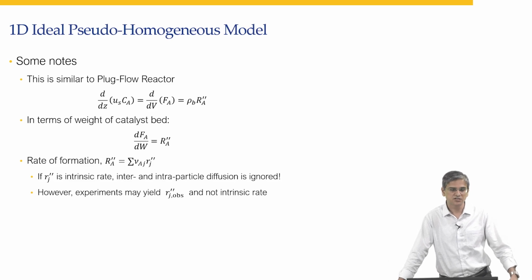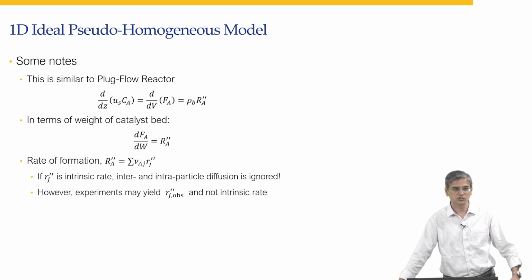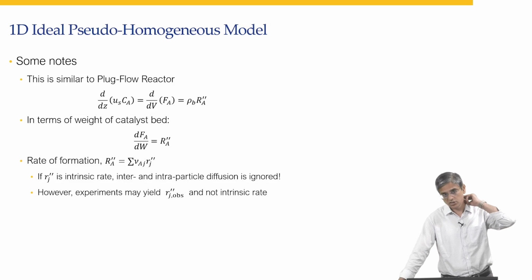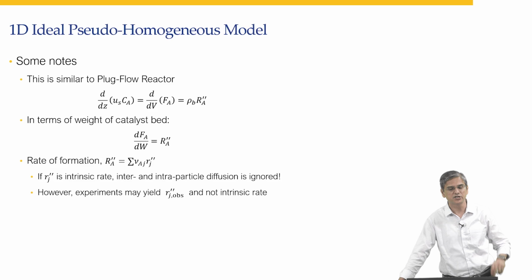You will see that a lot more space in Froment and Bischoff is dedicated to heterogeneous reactions and heterogeneous catalysis than homogeneous catalysis, and that's kind of the reason behind this. So it has a little bit advanced treatment, and therefore it's a little bit difficult to read. But if you get time, do glance.